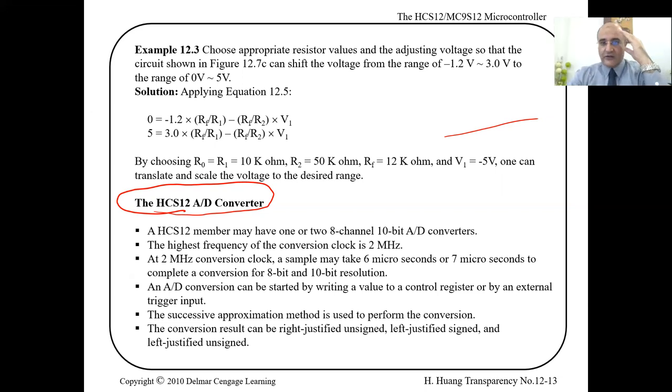Okay. So the HCS12 microcontroller. We explained all the meat, the things we need to know. Now I'm going to give you facts, what's there. The HCS12 microcontroller has two 8-channel 10-bit A to D converters, two. Yani, 8-channel, 10-bit A to D converters.